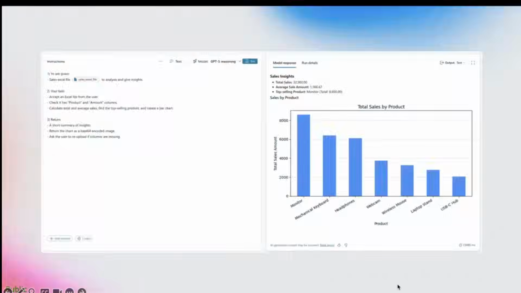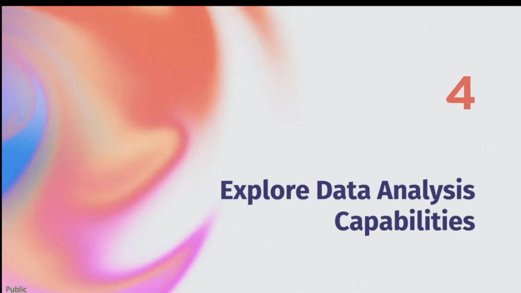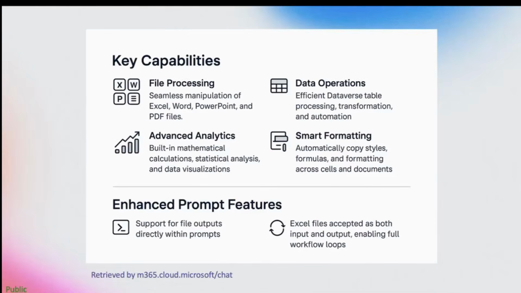Actually, we made the demo, and lastly I will talk about what we got and what we can get by using the code interpreter. We can make file processing, and this file type could be Excel, Word, PowerPoint, or PDF files. And also we can use this for data operations and for advanced analytics like mathematical calculations, statistical analysis, and data visualizations. We can use this, and it has smart formatting, and you can use this format by just copying directly.